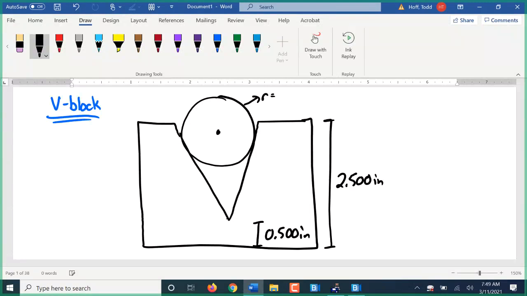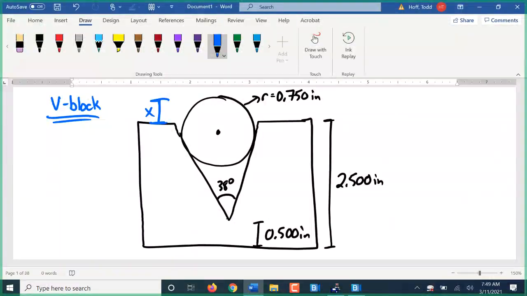The radius of our round stock is 3/4 of an inch, 0.750 inches. And our angle in here is 38 degrees. What I want to find is the distance that round stock sticks up above the V block.